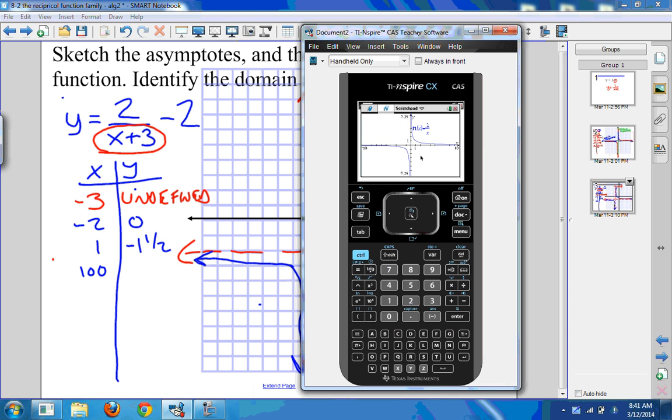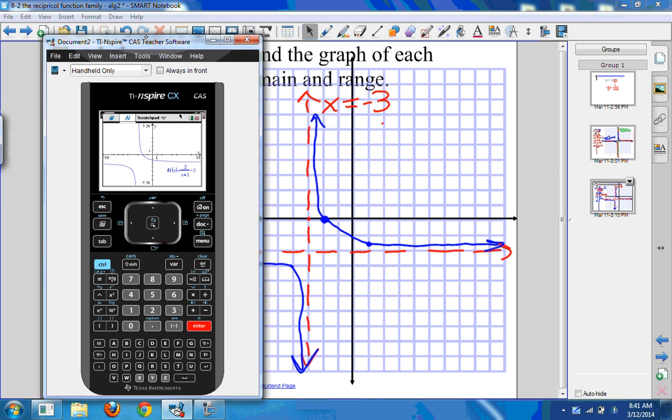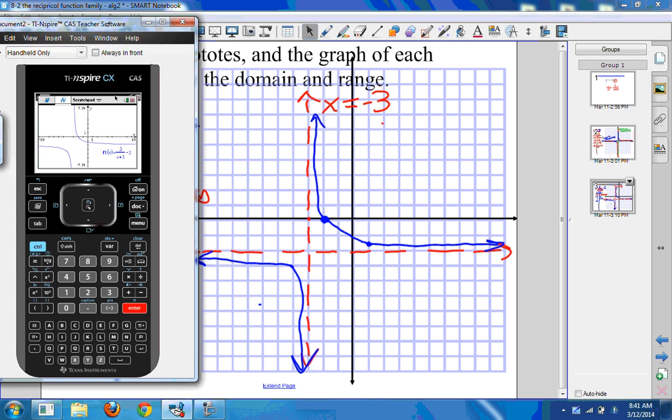Move this over here so I can see my equation. All right, menu, graph, function. All right, let's change this around. So we have a 2 on top. On bottom we have x plus 3 and minus 2. If I graph that, let's see, does that match up with what I have? It looks like it matches up with what I have.